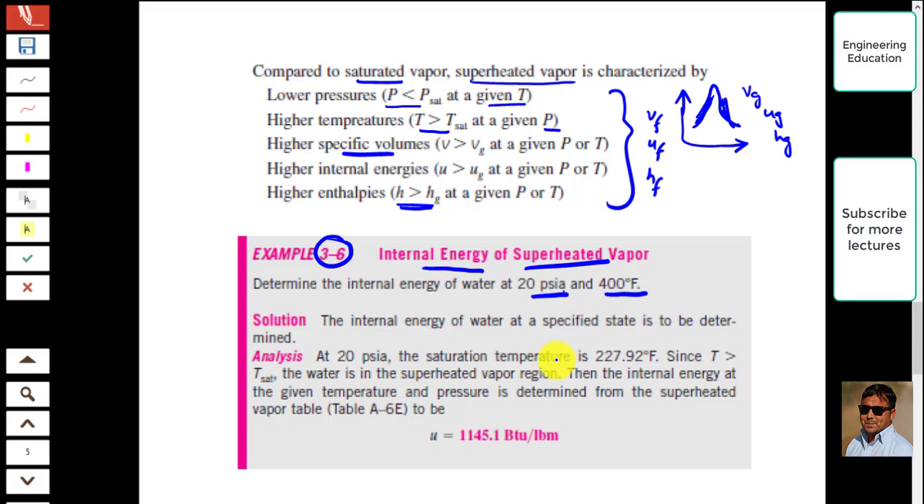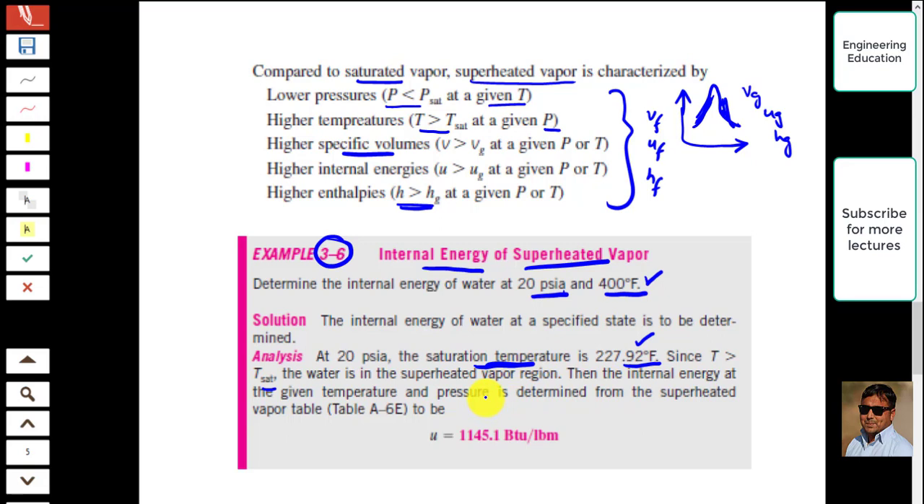So at 20 psi we have a saturation temperature which is 227.92 degree Fahrenheit. If we observe, the temperature here, 400 degree Fahrenheit, is greater than this saturation temperature. This means that the temperature of the steam is greater than the saturation temperature. So we can say easily that the steam is in the superheated state, so the water is lying in the superheated vapor region.